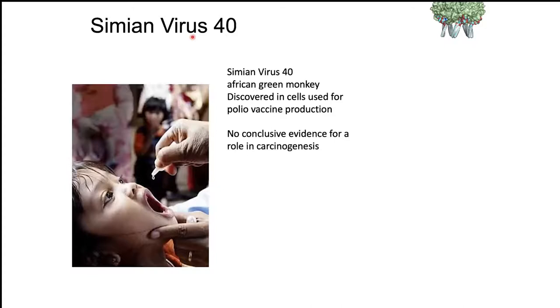SV40 itself was discovered actually as an impurity in cells that were used for polio vaccine production. So everybody who got the polio vaccine in the 70s is likely SV40 positive, because everybody was infected. In the cell culture that was used to make the polio vaccine, these cells were infected with SV40. This is actually a virus that is endemic to the African green monkey. But besides millions of people being infected with this virus and it being a tumor virus, there's no conclusive evidence for a role in carcinogenesis. So we can relax about that.